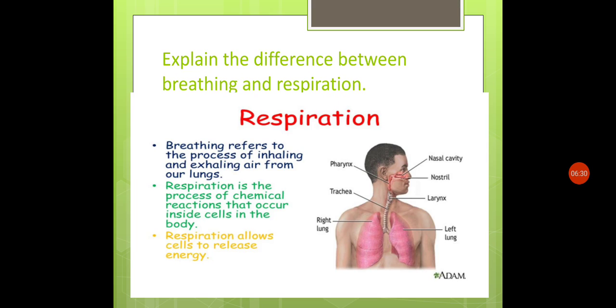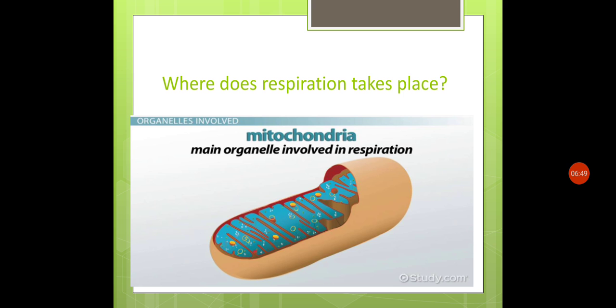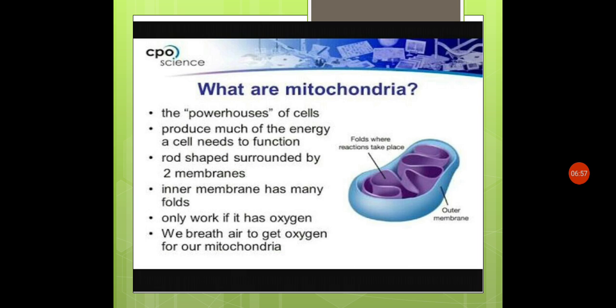Explain the difference between breathing and respiration. Breathing refers to the process of inhaling and exhaling air from our lungs. Respiration is the process of chemical reactions that occur inside cells in the body. Respiration allows cells to release energy. Where does respiration take place? Respiration takes place in mitochondria.